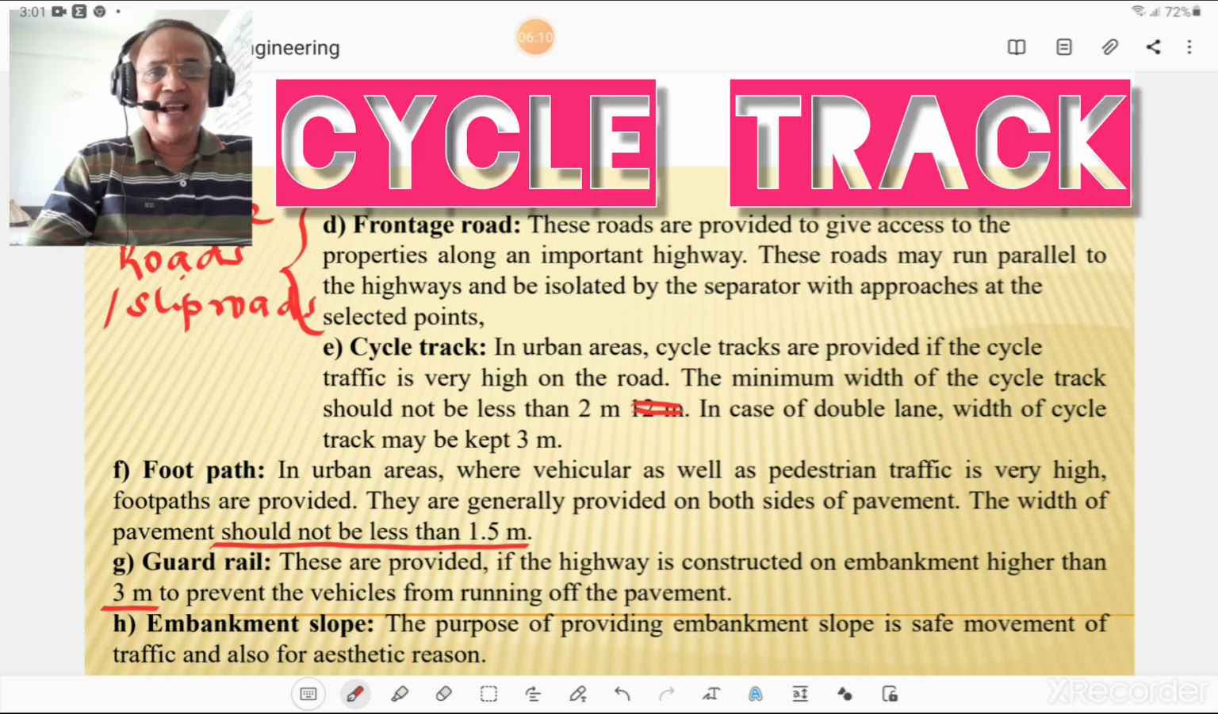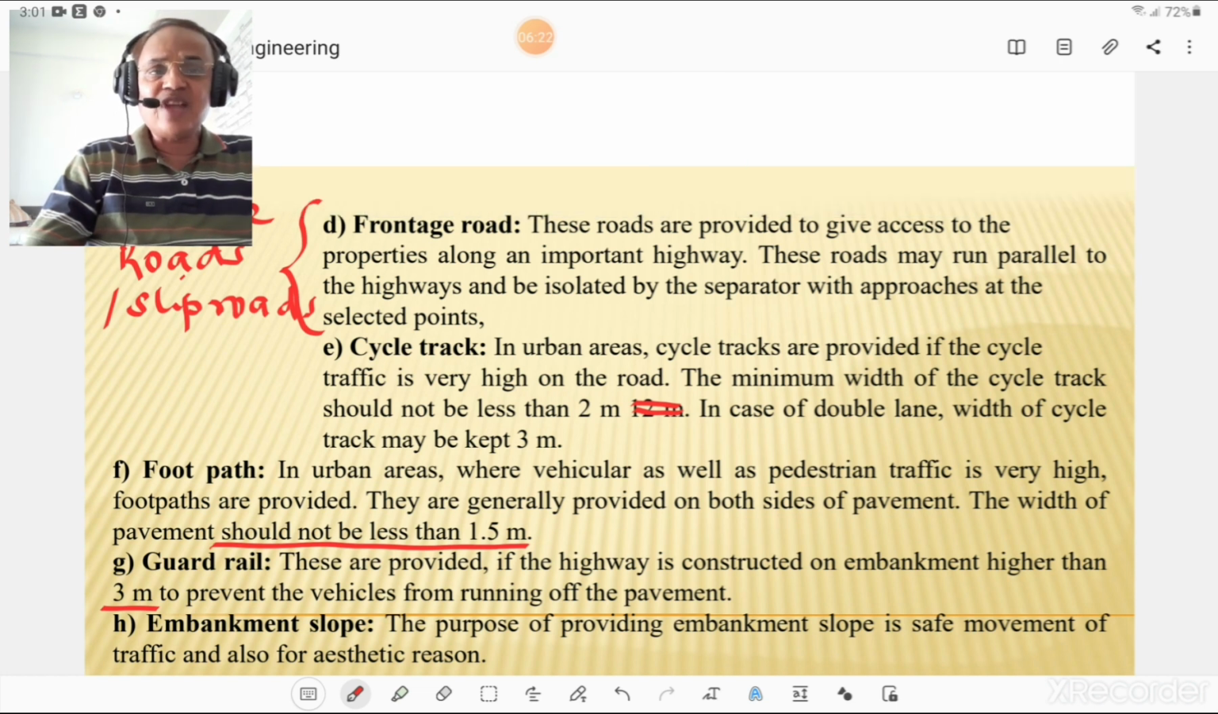Then cycle tracks. In urban areas, cycle tracks are provided. If cycle traffic is very high on the road, the minimum width of the cycle track should not be less than 2 meters. So at least a 2 meter wide cycle track should be provided. And in case of a double lane cycle track, the width is kept as 3 meters.